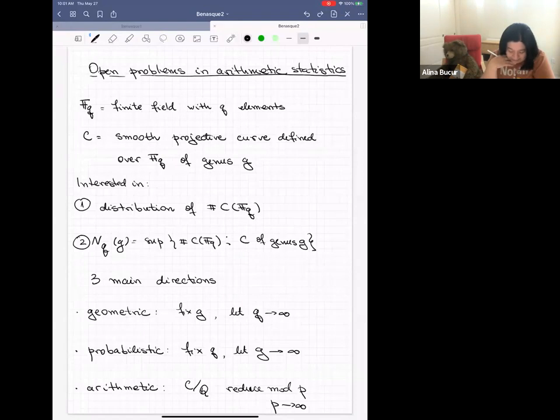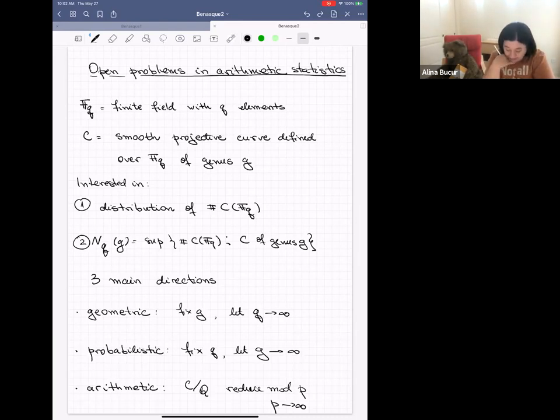We are looking at a smooth, projective, geometrically irreducible, all that good stuff, curve defined over a finite field. And we're going to call the genus of the curve G, and the field is going to have Q elements in general. So the thing that we are interested in was the distribution of the number of FQ points on C, the rational points.